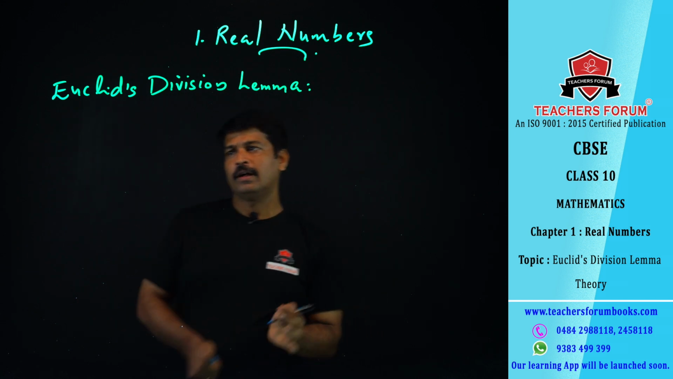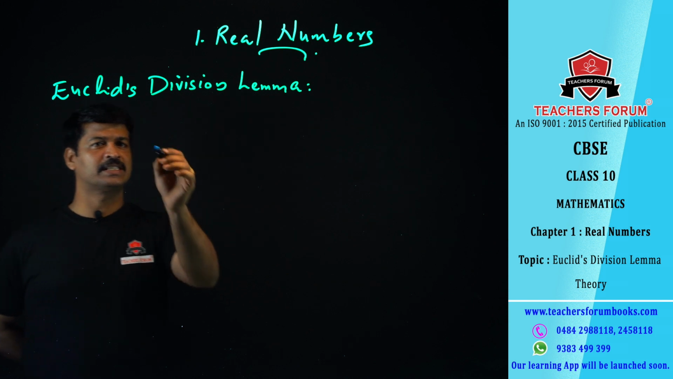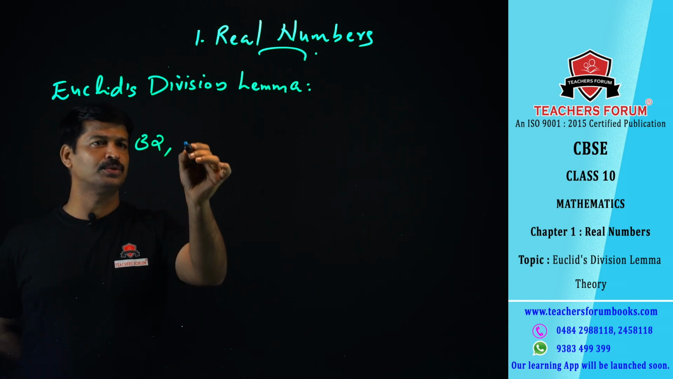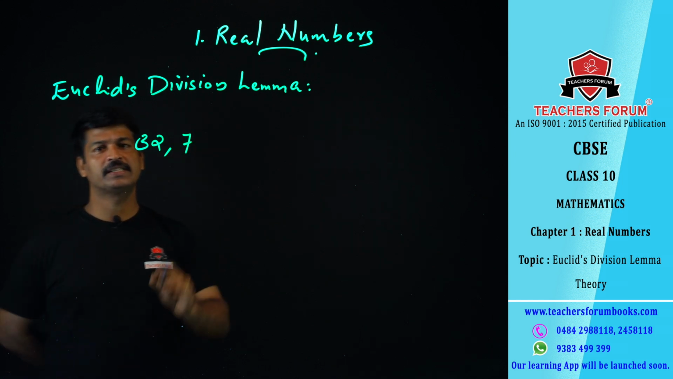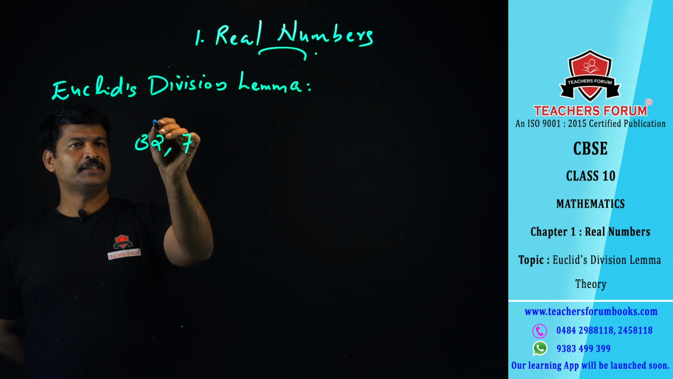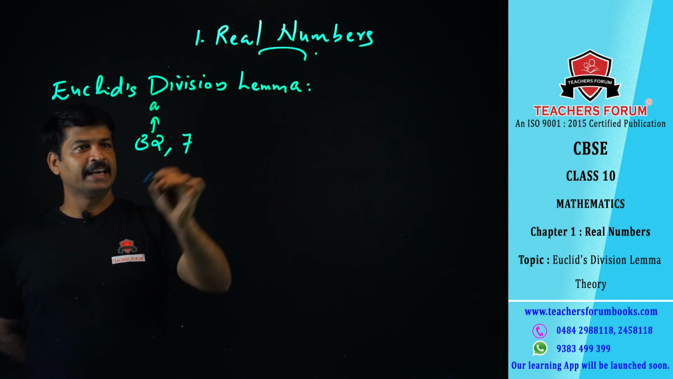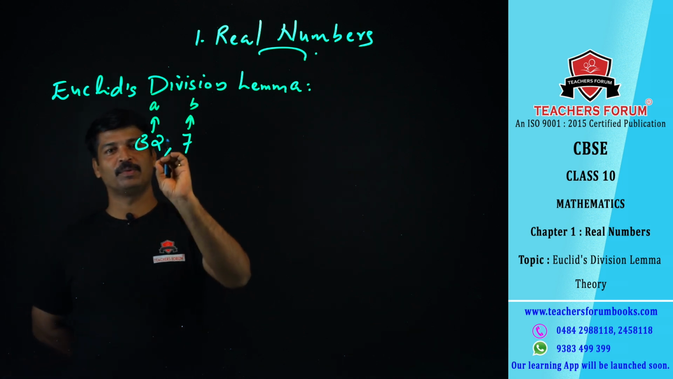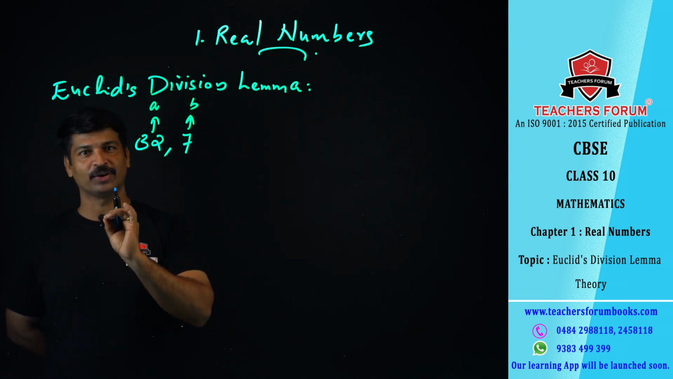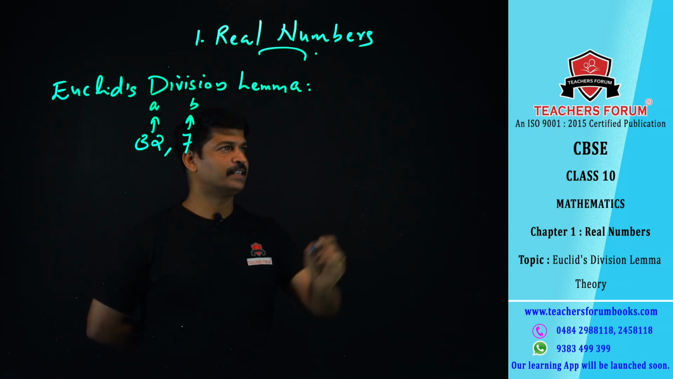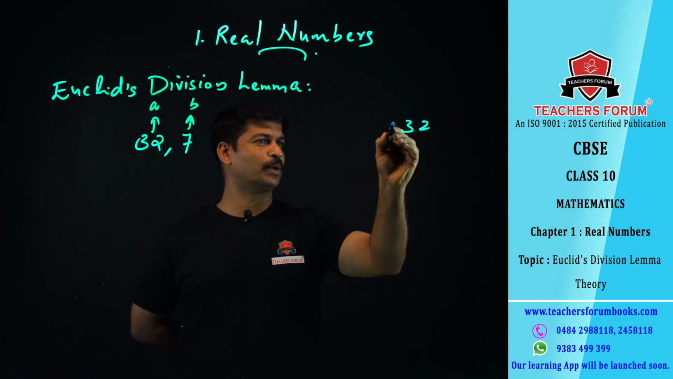Now let us take two numbers. You can take any number. Take, for example, 32 and 7. These are two positive integers. Let us name 32 as A and 7 as B. So you are given two positive integers A and B. A is 32 and B is 7. Now let us divide 32 by 7 and see what we get.